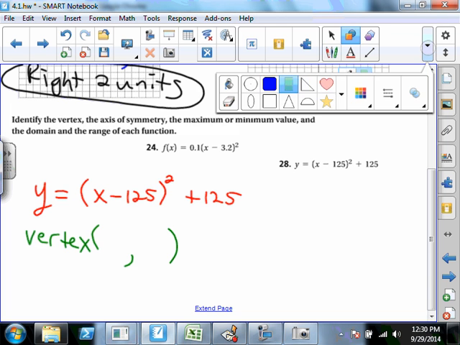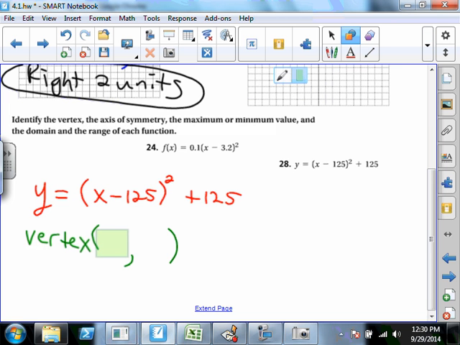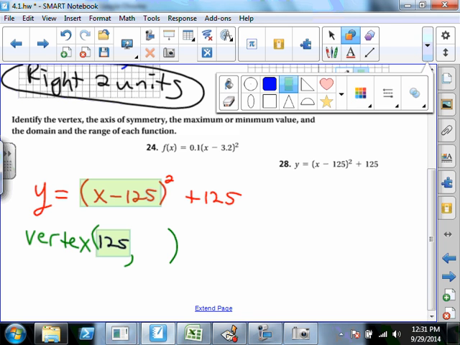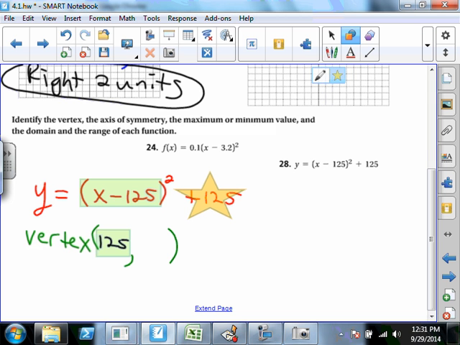Now, I don't know if you've made this connection or not, but the x-coordinate of the vertex comes from a certain part of the equation, doesn't it? It comes from inside the parentheses. And I think we said that it's the opposite of what we expect it to be, right? So what's that going to be? I'm hearing 125. It is 125. The y-coordinate of the vertex comes from whatever's being added at the end. So in this case, it's that 125 over there. How's everybody doing so far?